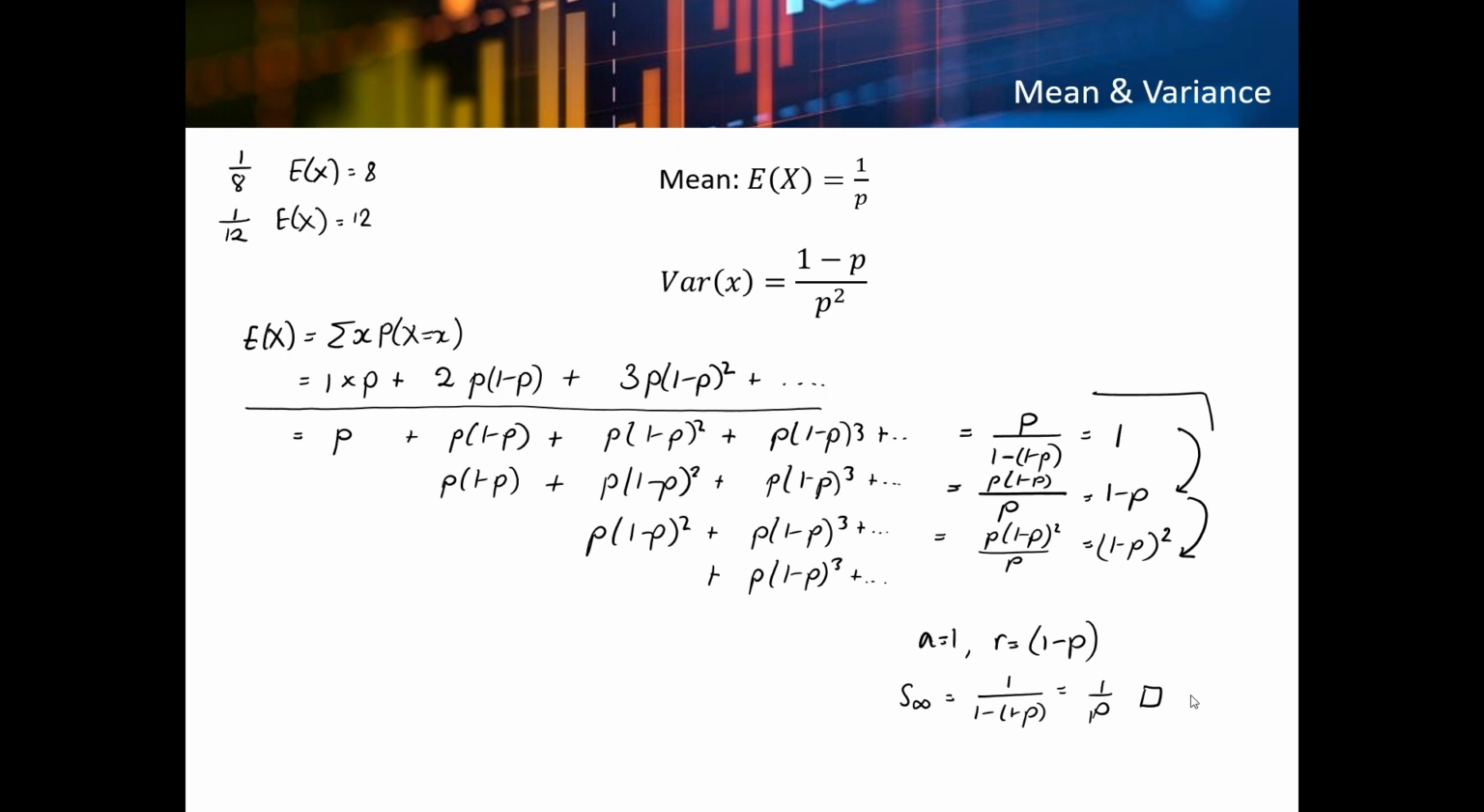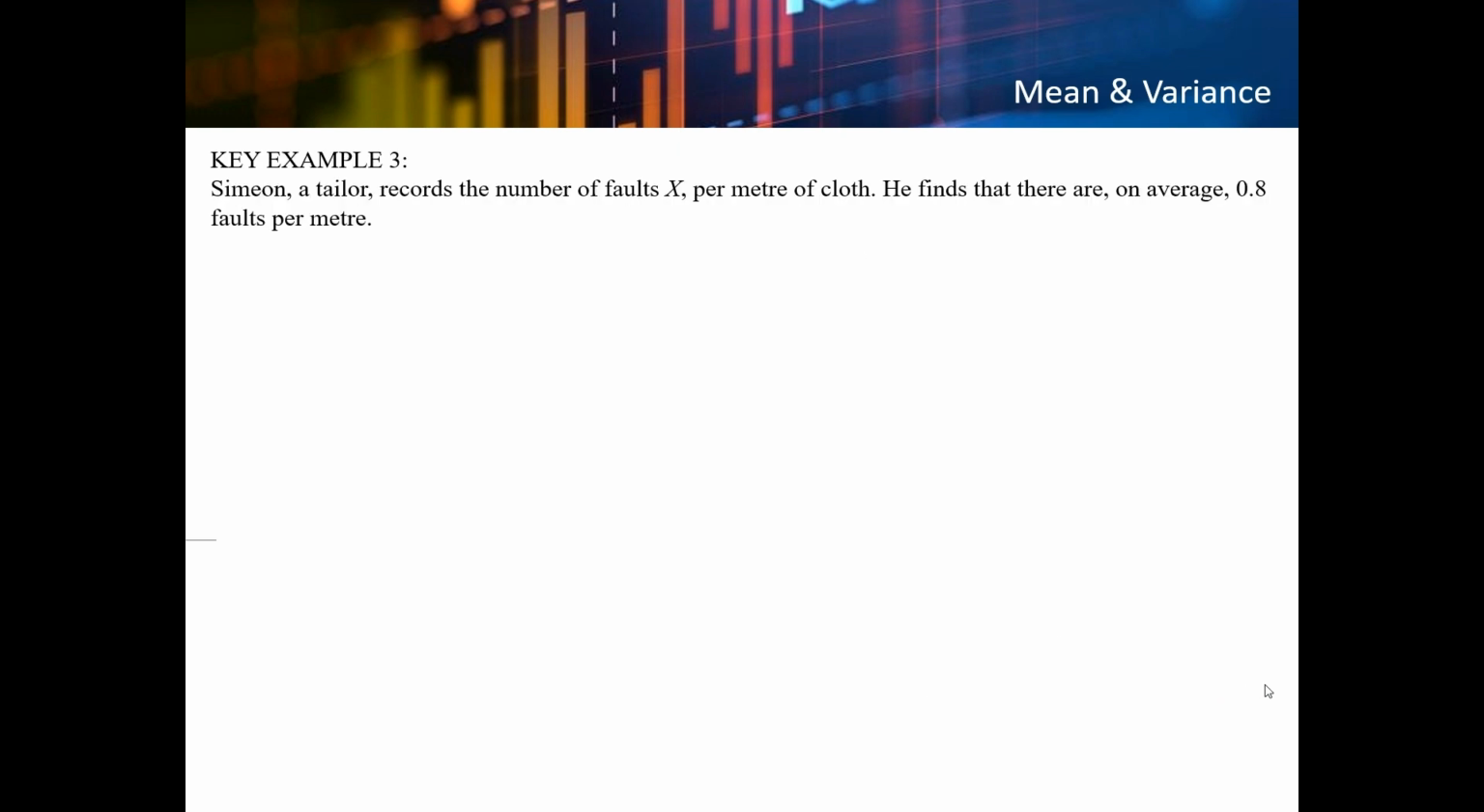Both of these formulas are in the formula book. We just need to know how to use them as well. So let's have a look at an example then. Simeon's a tailor. He records the numbers of faults per metre of cloth, and he finds there are, on average, 8 faults per metre. Now that feels like a Poisson distribution to me, and somewhat unsurprisingly, part A says, state, giving any assumptions you make, a suitable probability distribution for x.